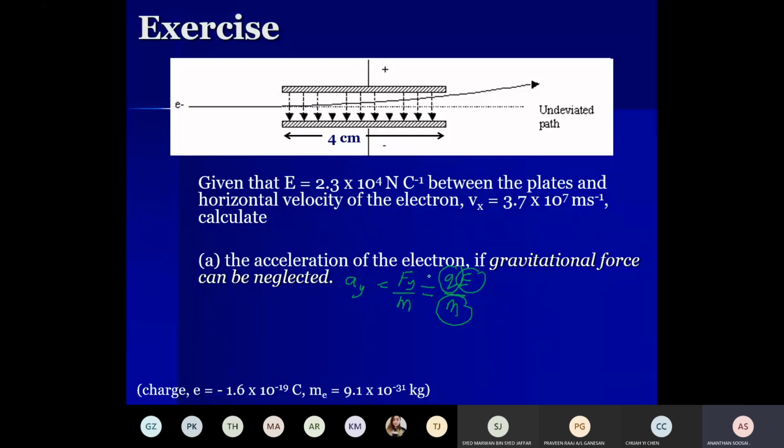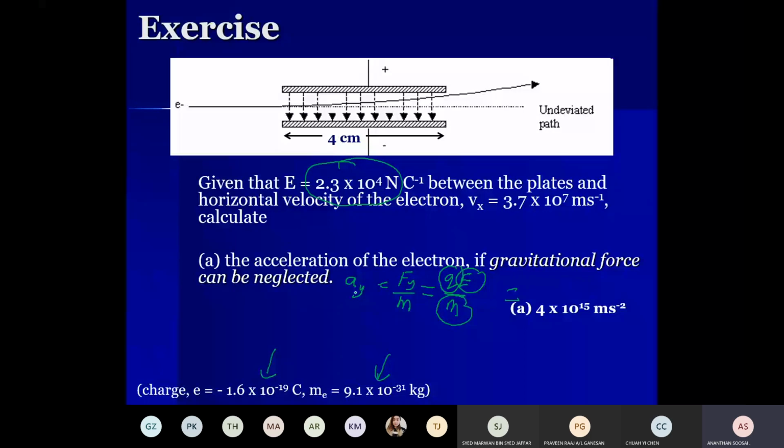So charge of the particle is how much? Because it's an electron, the charge of the particle is 1.6 times 10 to the power negative 19. Mass of the electron is 9.1 times 10 to the power negative 31. And the field is 2.3 times 10 to the power 4, which will lead you to the acceleration. It should be huge. So anyone got the answer? I believe all of you got 4 times 10 to the power of 15.